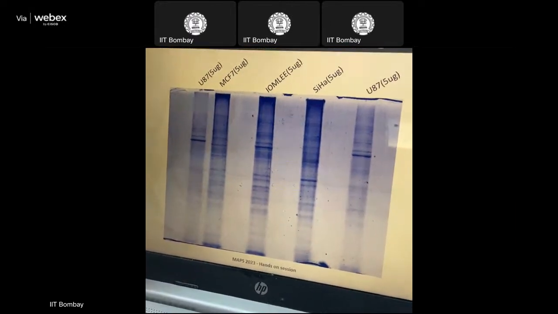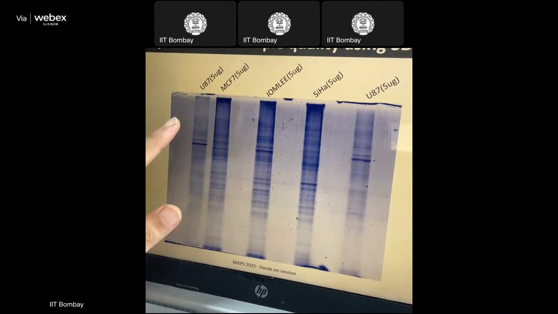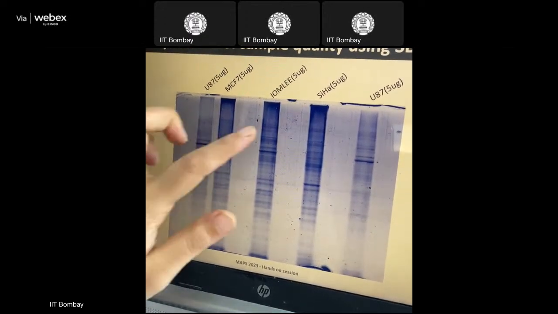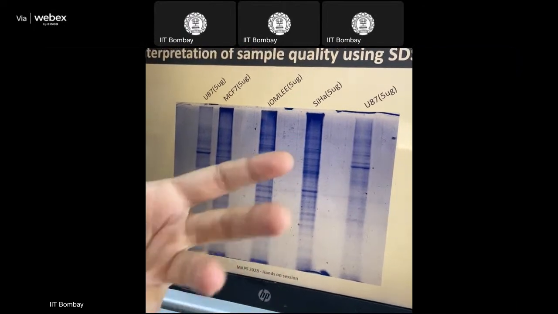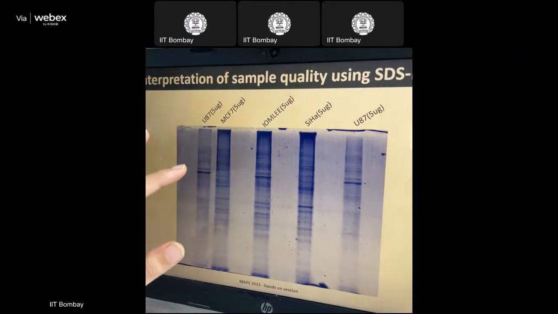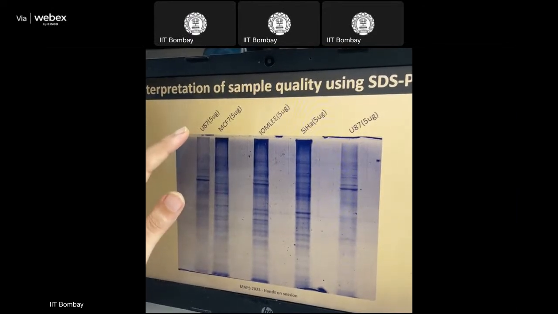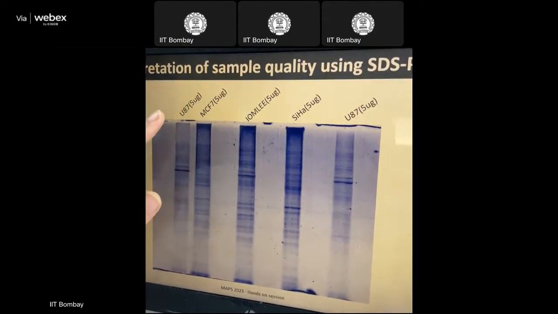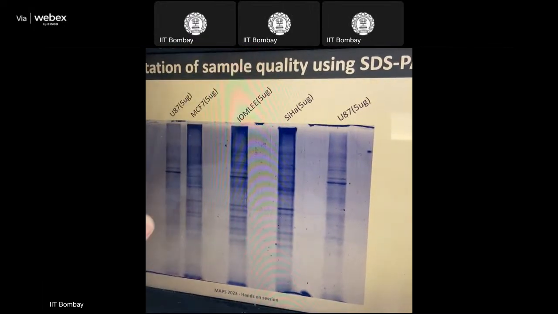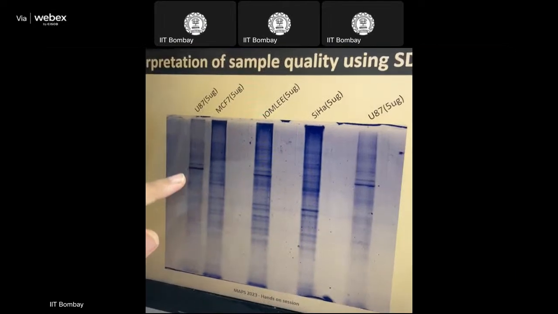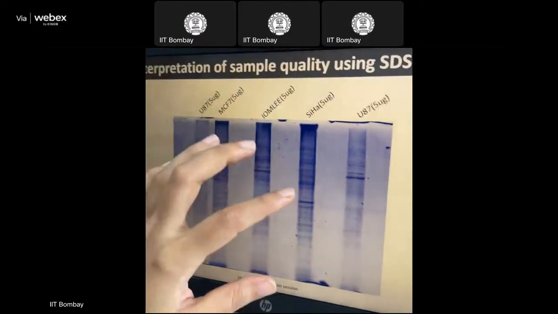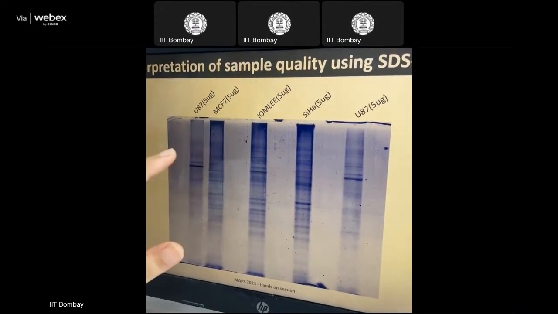Just showing you one of the example gels that we usually get in our lab. Here you can see we have loaded different types of cell pellet lysates. These are all different kinds of cells from different cancer cells, and one cell line is called U87. All these are loaded equally, 5 μg, but you can see that the banding pattern in one sample is different from the other. So this is the first step of analysis where you are seeing differences between your samples. You're able to visibly see how your samples are differing.